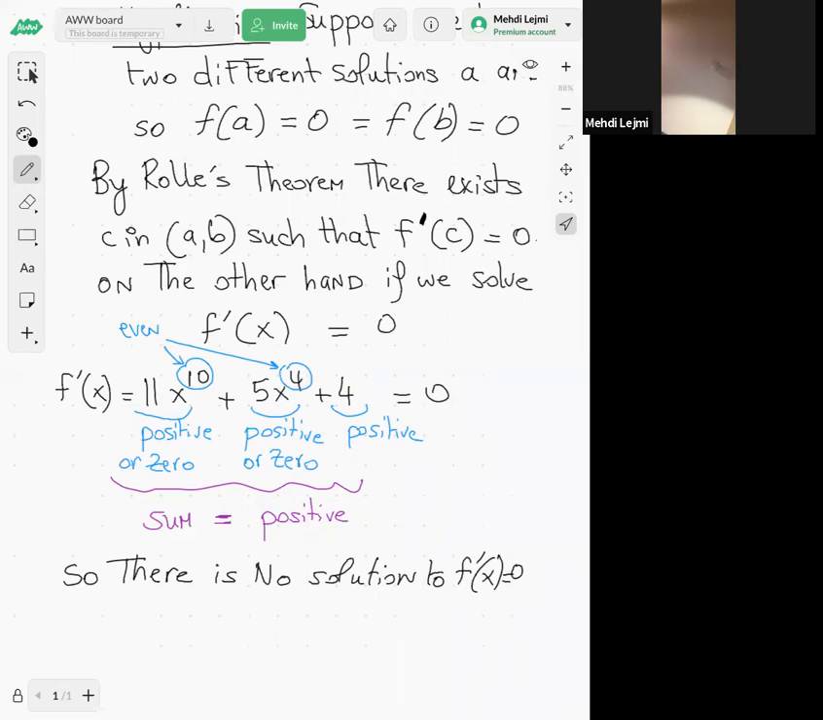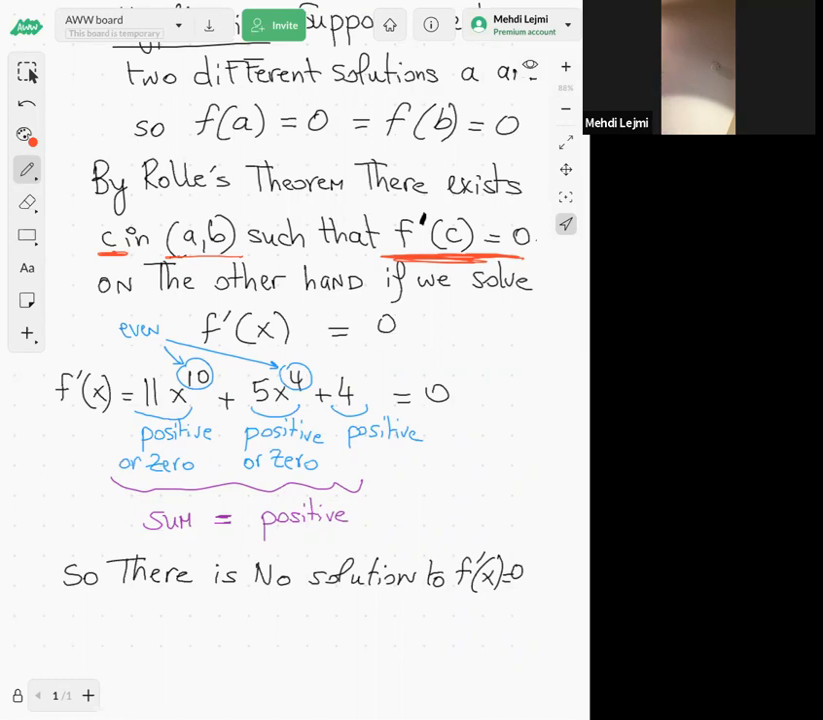And this is a contradiction with Rolle's theorem, because Rolle's theorem says that there exists a C in this interval AB such that f prime of C is zero. So we are saying that there exists a solution of the derivative equal to zero. But when we analyze the derivative equal to zero, it turns out it cannot be zero. It's positive. My derivative is always positive for any number x. If you pick any real number x, the derivative is going to be positive. So it cannot be zero. So there is no solution.